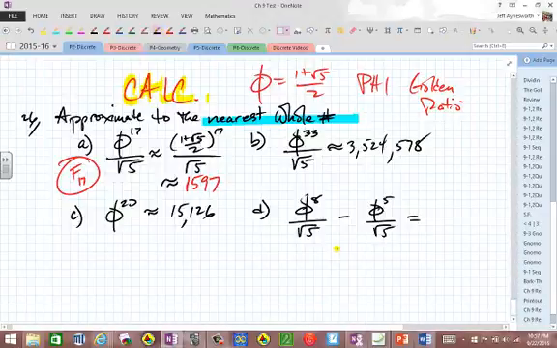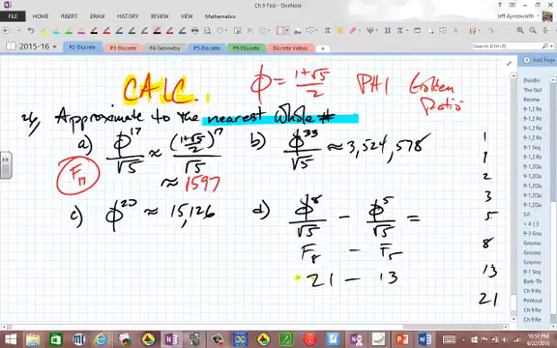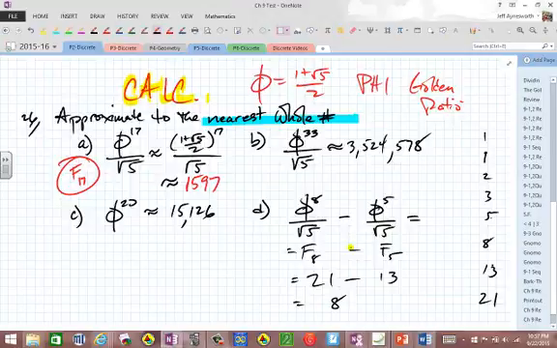Okay, so this is F8 minus F5. What is that? 1, 1, 2, 3, 5, 8, 13, 21. 1, 2, 3, 4, 5, 6, 7, 8. So it's 21 minus 13. It better be 8, right? I didn't use a calculator, but man, that was cool.